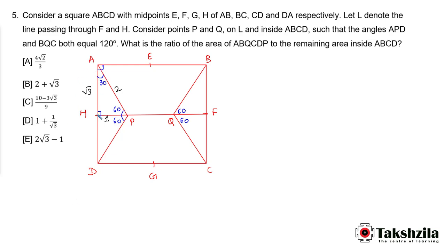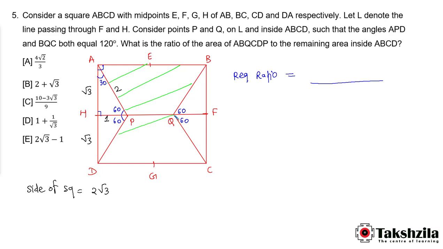If AH is equal to root 3, then HD is also equal to root 3. So basically the side of square becomes how much? Root 3 plus root 3, that is 2 times root 3. So now we need to find the area of which two regions, everyone. Let's have a look at it. The required ratio. Required ratio is area of this green shaded region. This is green shaded region. Area of this green shaded region is how much? Let's have a look at it.